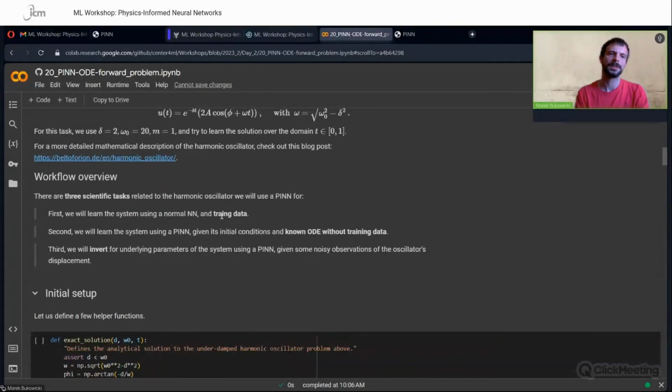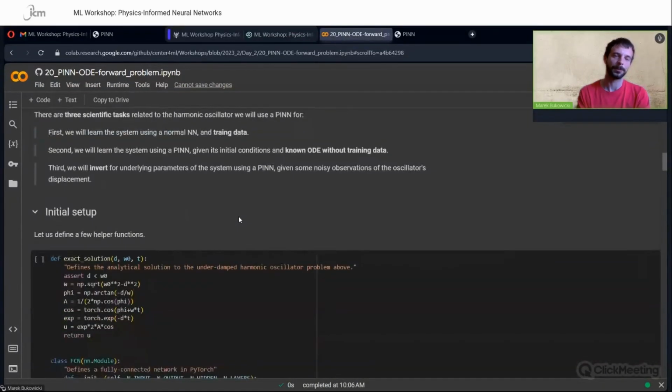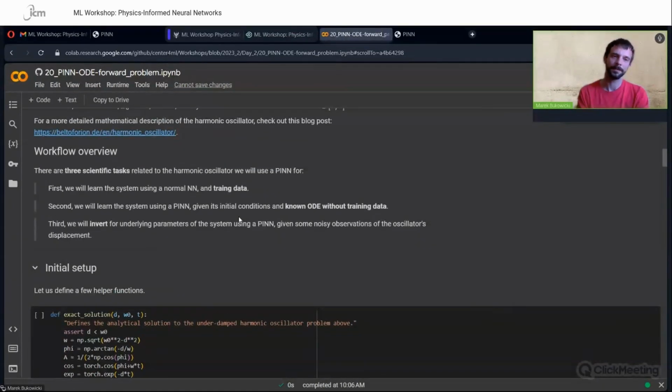So first we'll learn the system using normal neural networks. We'll make basically a regression as you did with Szymon ago. Second, we'll learn the system using physics-informed neural networks, where we'll know the initial conditions and the equations with parameters. And in the next notebook, our data will be noisy, and we'll also not know the parameters in advance, but we will want to estimate them from data.